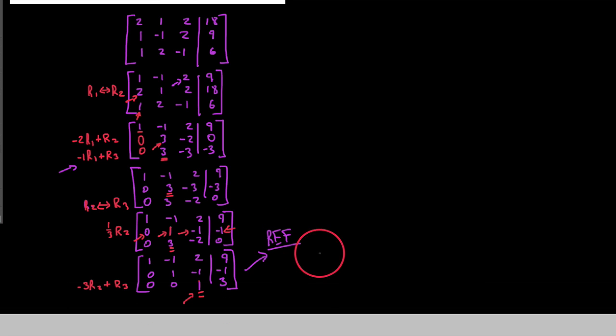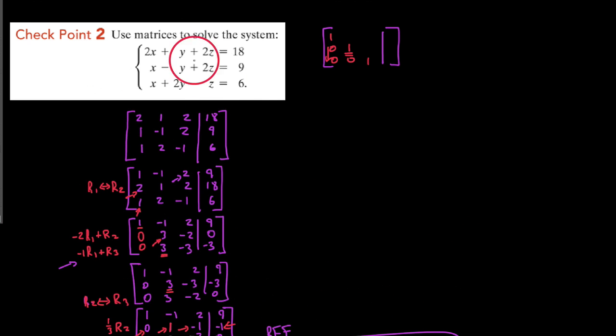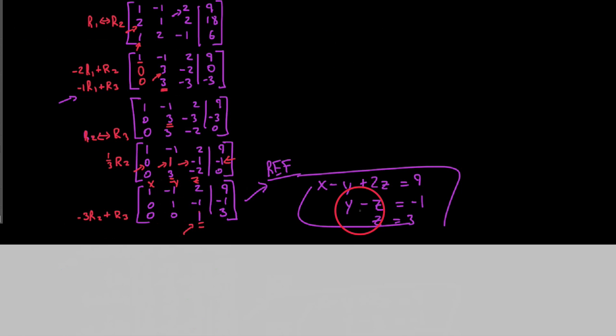So to rewrite our system, if we have variables x, y, and z, we have x minus y plus 2z is 9. We would have y minus 1z is equal to -1, and we would have that z is equal to 3. So I'm going to put a box around this. What I want you to know is that this original system you started with has the same solutions as this system down here.